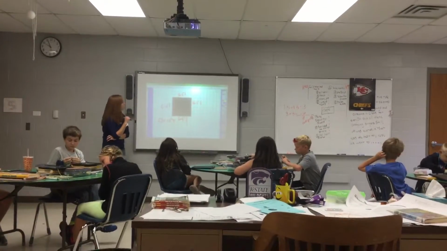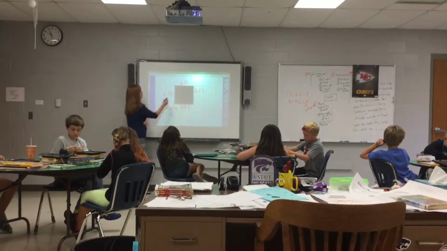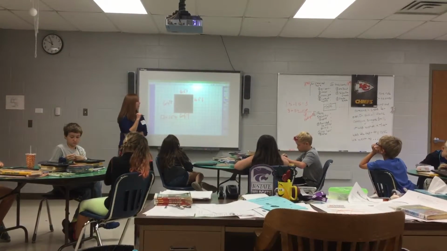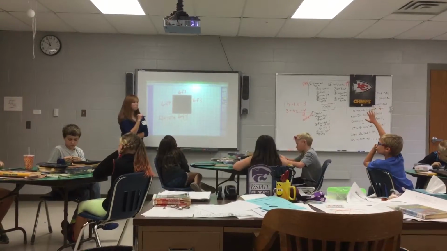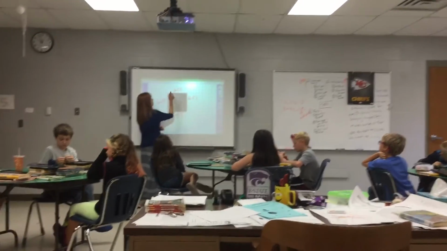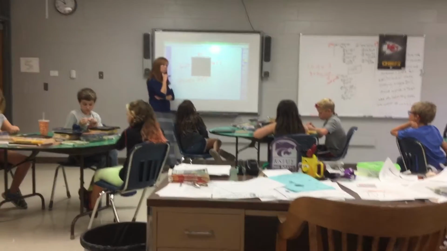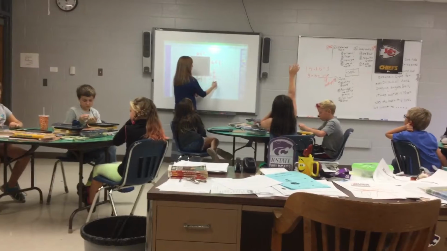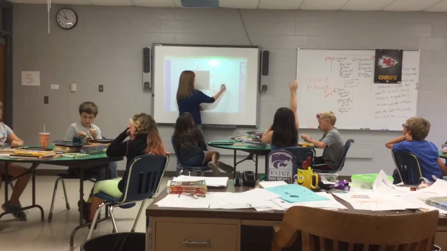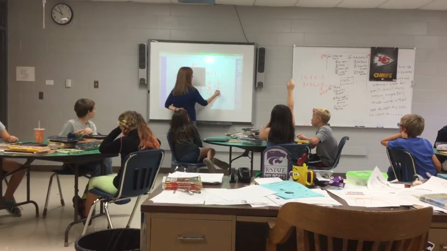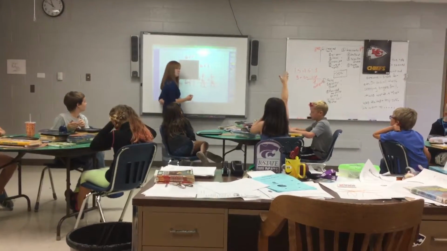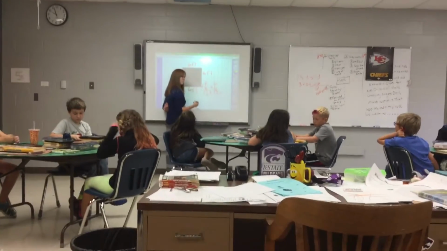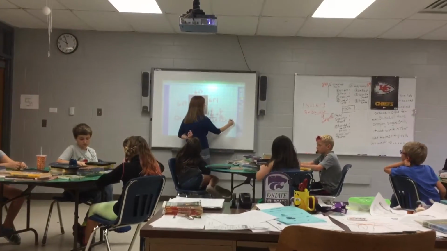Okay, Logan, look up here. Can you tell me what my total distance around my perimeter is? How would I do this first? Paul, help me out. 6 plus 6. 6 plus 6 is what? 12. Then 6 plus 6 again. And then 6 plus 6 again? So what's my total perimeter? 12 plus 12 equals 24.